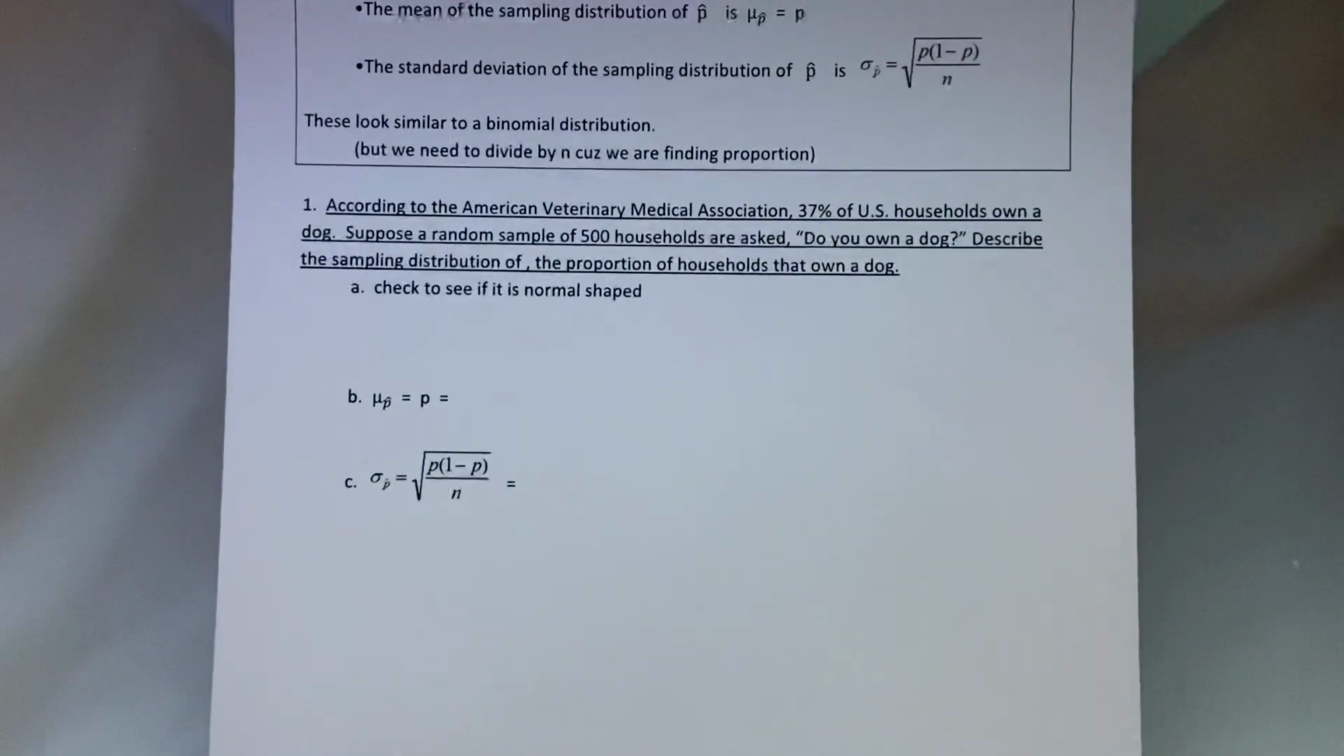So let's do some actual problems. There's not too many because they're similar. According to the American Veterinary Medical Association, 37% of U.S. households own a dog. Suppose a random sample of 500 households are asked, do you own a dog? Describe the sampling distribution of the proportion of households that own a dog.